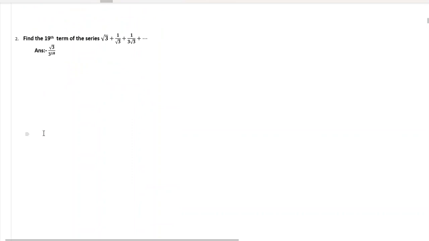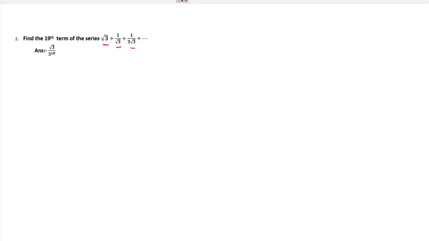Okay, one more question. Find the 19th term of the series. Okay, 19th term. Now see, what is the series? Series is root 3 plus 1 by root 3 plus 1 by 3 root 3, right? Whenever you add plus sign between the numbers of your sequence, it becomes a series. That series can be sum of the terms of an AP or sum of the terms of a GP also.